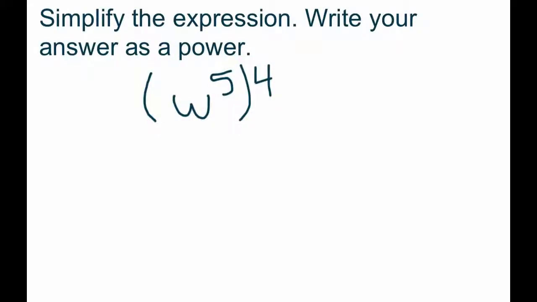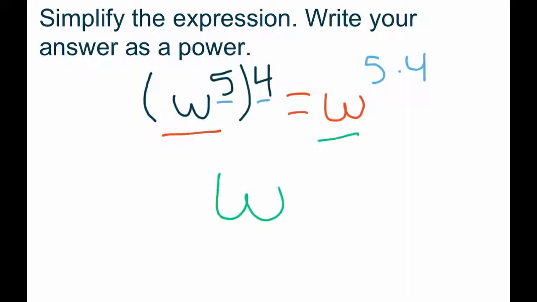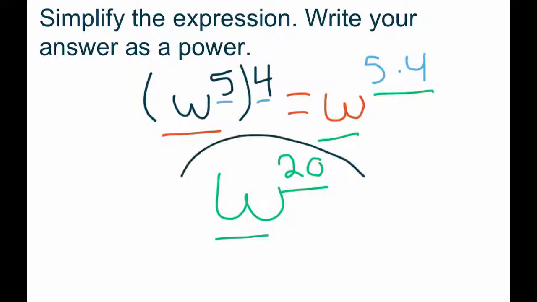Now let's try an example that's a little more complicated. We're going to simplify the expression and write our answer as a power. So here we see that our base is w, so we'll write w again as our base, and our power raised to a power is 5 and 4. So we do 5 multiplied by 4. This is the same as w, because our base stays the same, to the power of 20, because 5 multiplied by 4 is equal to 20. This would be our final answer.